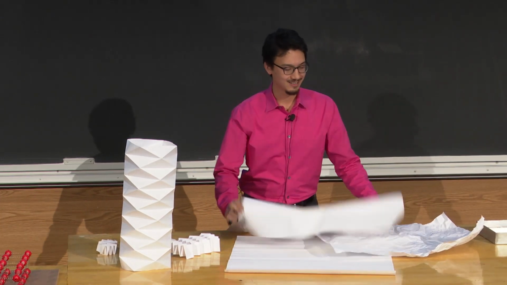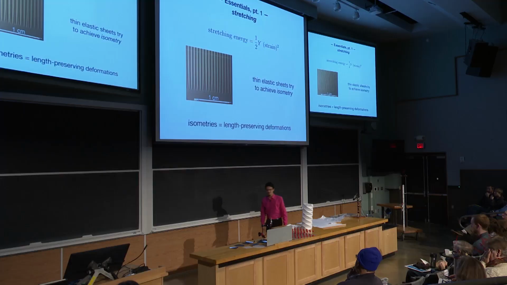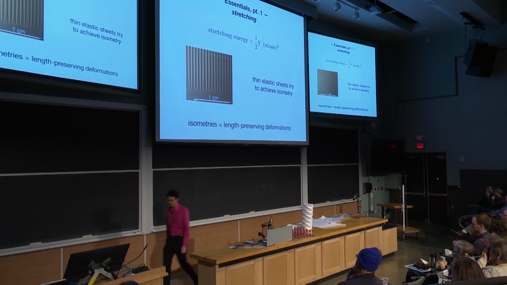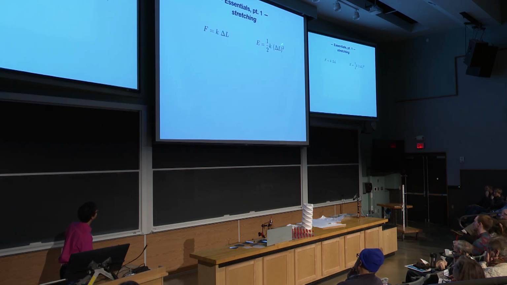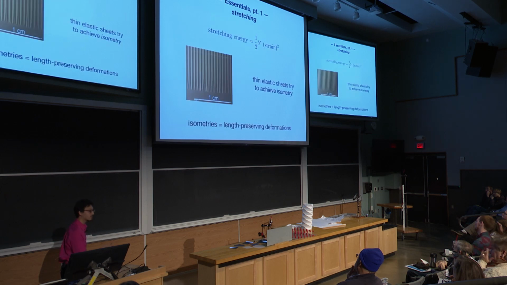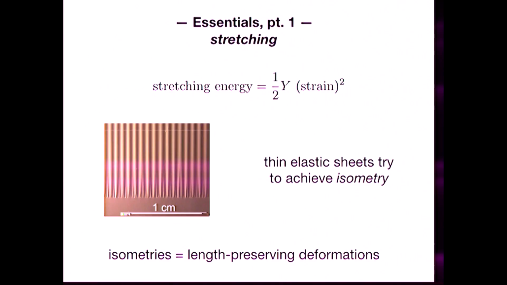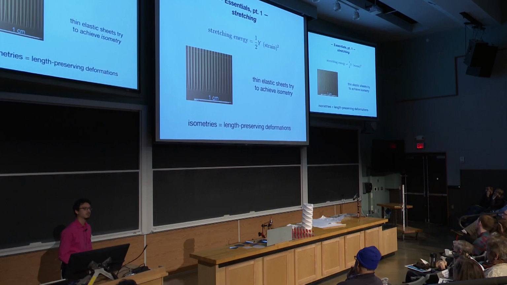So what's strain? Strain is change in length relative to original length. So this is like the delta L from before. This is just like this, but relative to the original lengths of the object. Y is the version of Hooke's constant, but for the thin elastic sheet, and that's how it works.